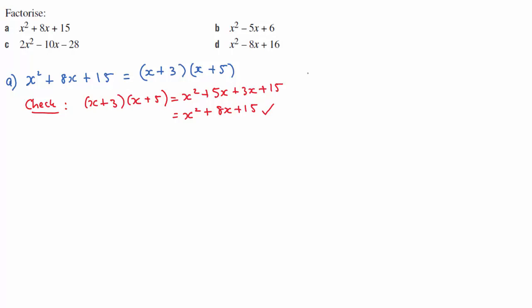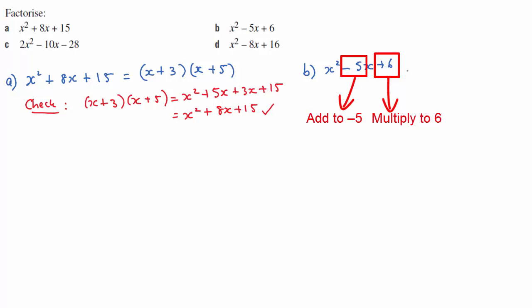Our second example is x squared minus 5x plus 6. We're looking for two numbers that multiply together to give us 6, but when they add together, they give us negative 5. So 2 and 3, well, they multiply together to give us 6, and negative 3 plus negative 2, they give us negative 5. So therefore we can write x minus 3 times x minus 2.